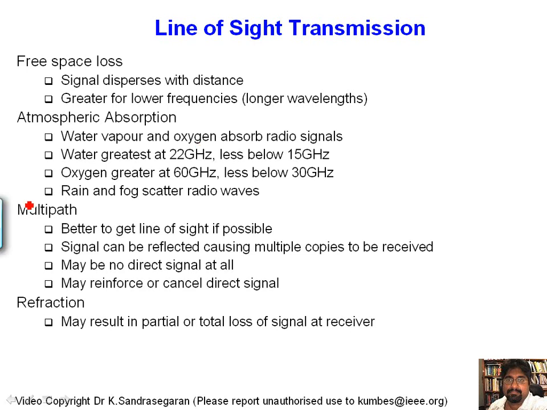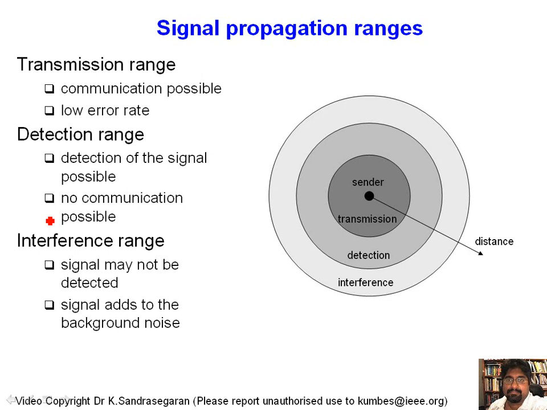The next thing that occurs is multipath. Sometimes you could have many different transmission paths between the transmitter and the receiver, and this can actually cause the received signal to be less than what it was. So that also has to be taken into account.